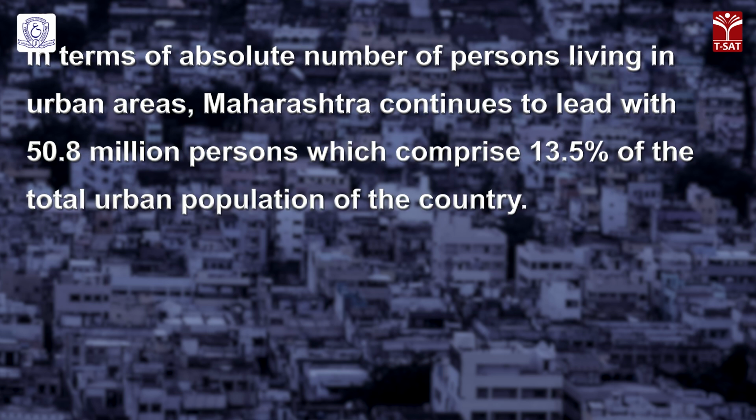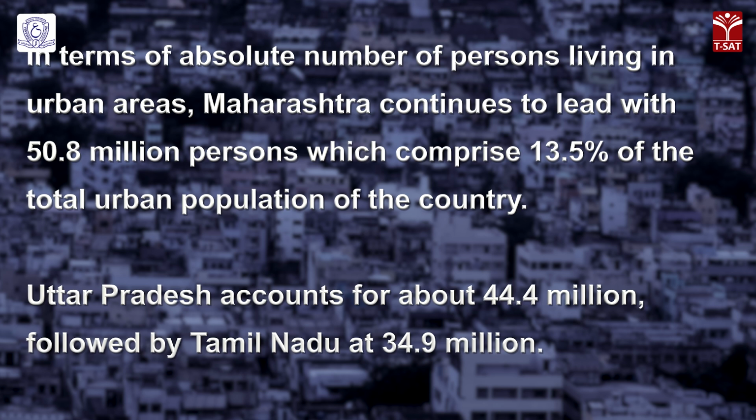In terms of absolute number of persons living in urban areas, Maharashtra continues to lead with 50.8 million persons, which comprises about 13.5% of the total urban population of the country. Uttar Pradesh accounts for about 44.4 million, followed by Tamil Nadu at 34.9 million.